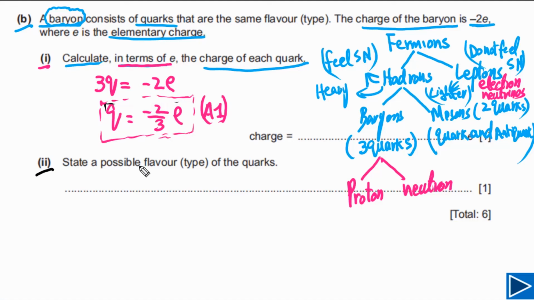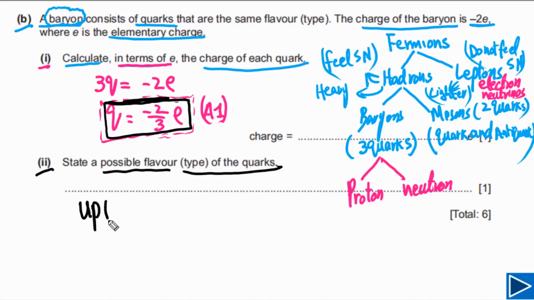For the second part, we need to state a possible flavor or possible type of the quarks. But we have already determined the charge on each quark. Now we need to find out the type of quark. For this one, we need to understand different types of quarks. So we will start from the up quark. We use small letter u as the symbol for the up quark. And in the first generation, we also have the down quark. And the symbol for the down quark is small d.